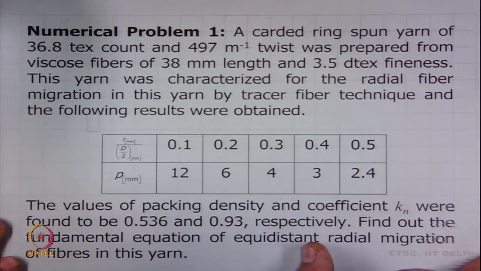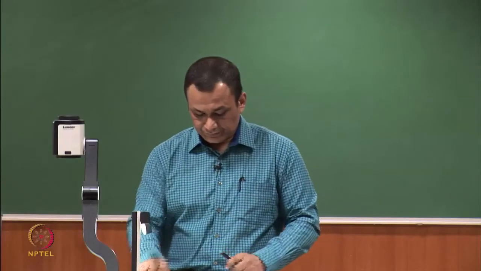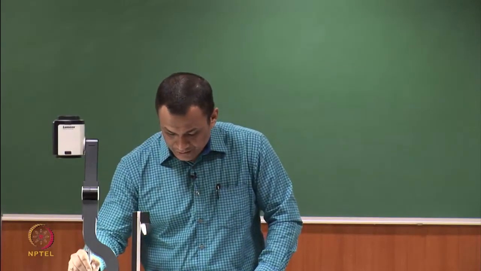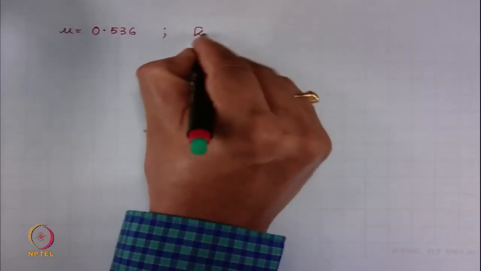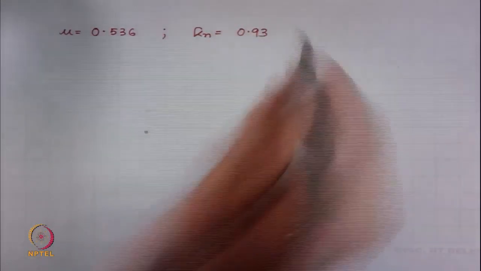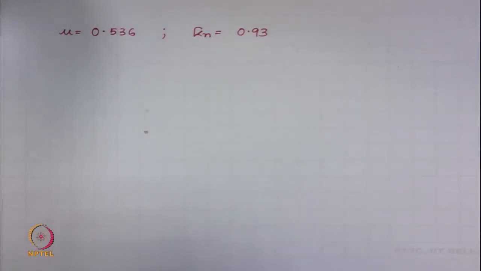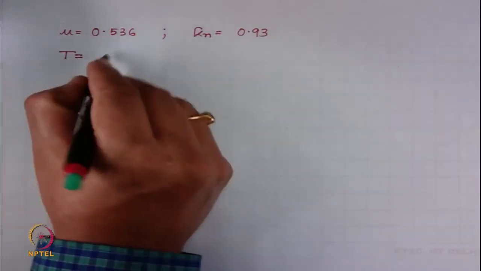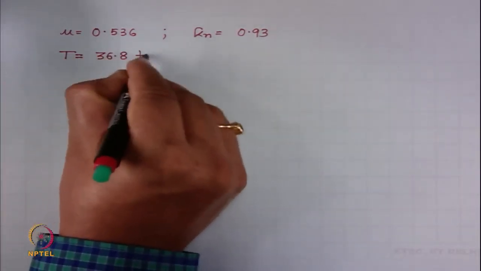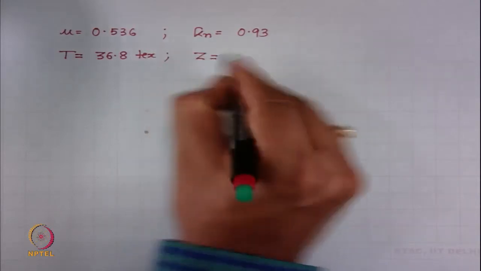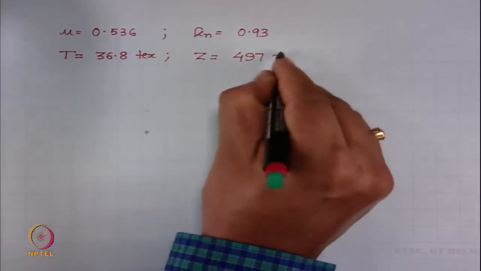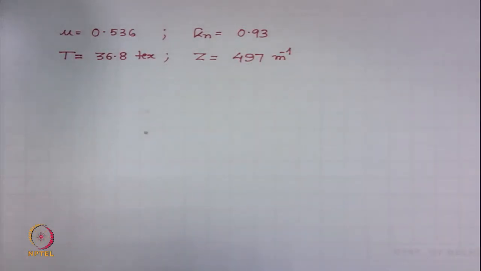So, let us solve this problem. What is given is mu 0.536 and coefficient Kn is given 0.93. It was also given yarn count capital T, 36.8 tex, twist is given, 497 turns per meter. So, you have to first find out yarn diameter.